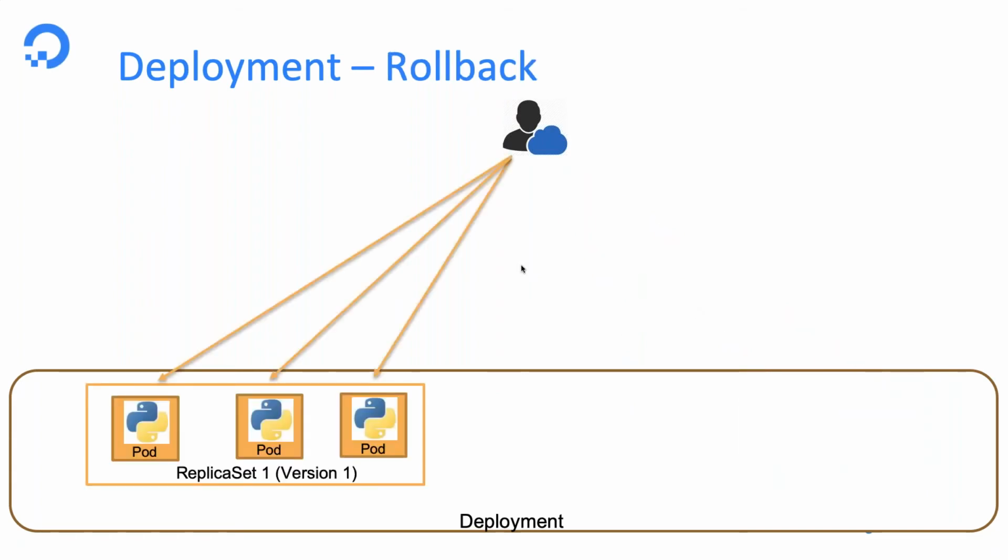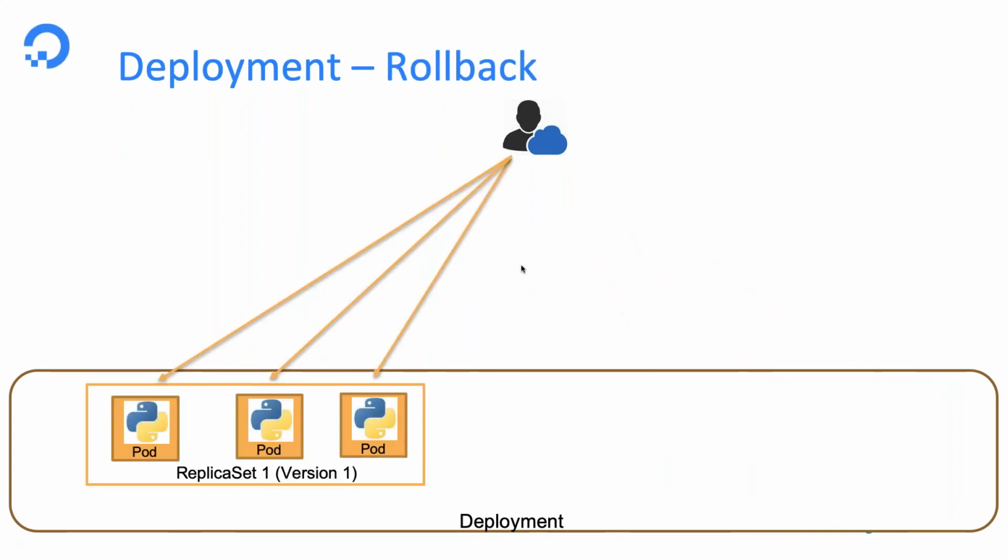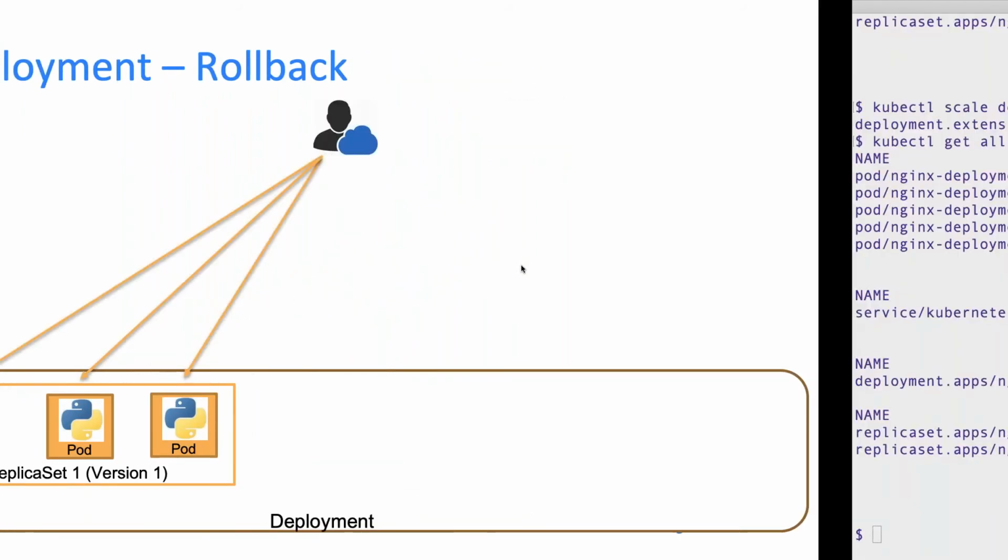Now let's see how to roll back. You have been using version 2 now. I want to roll back to version 1. I'm not happy with version 2. I'm not getting good reviews on version 2 from my customers. So I want to go back to version 1. So how do I do that?